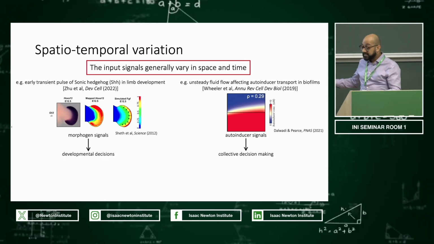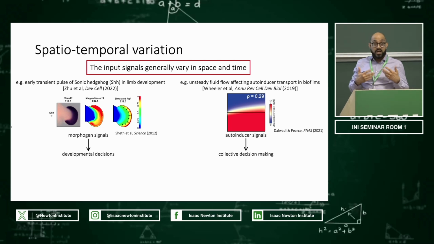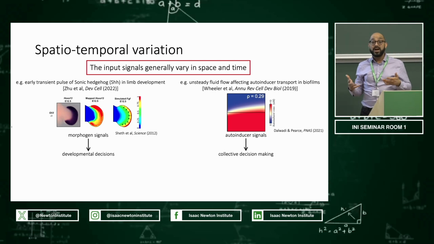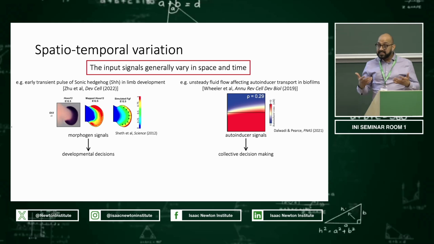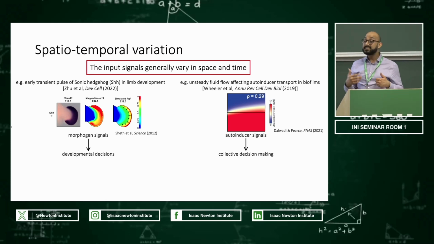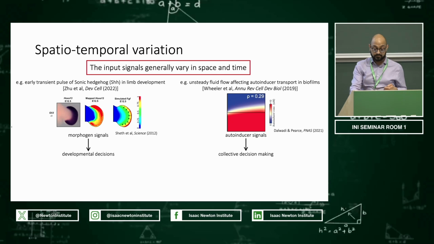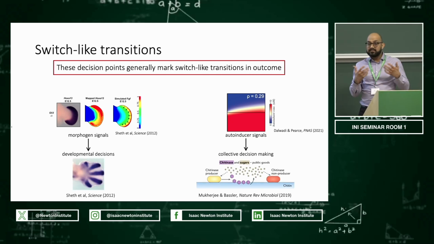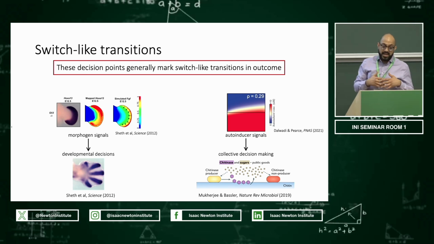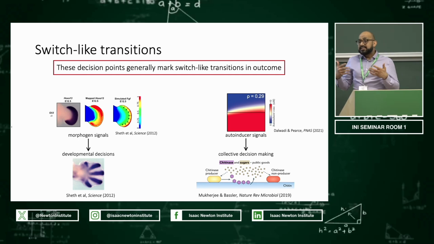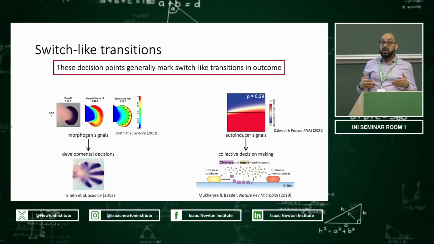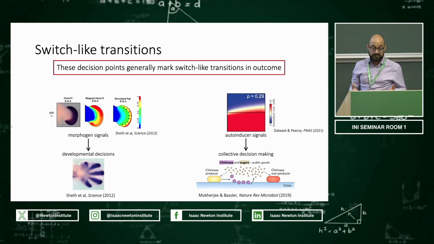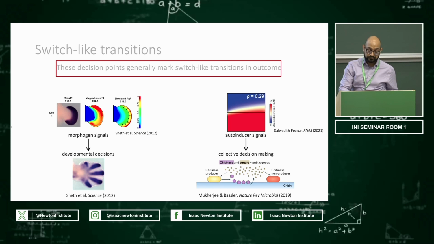And in bacterial signaling, in microbiology, colonies very often live in environments with unsteady fluid flows. And these can lead to spatio-temporal gradients in the signaling molecules that they use to communicate. So biological systems take in these spatio-temporally varying inputs, and they process them in some way to feed into outputs. And these outputs generally mark decision points in the system, switch-like transitions in the emergent outcome behaviours.